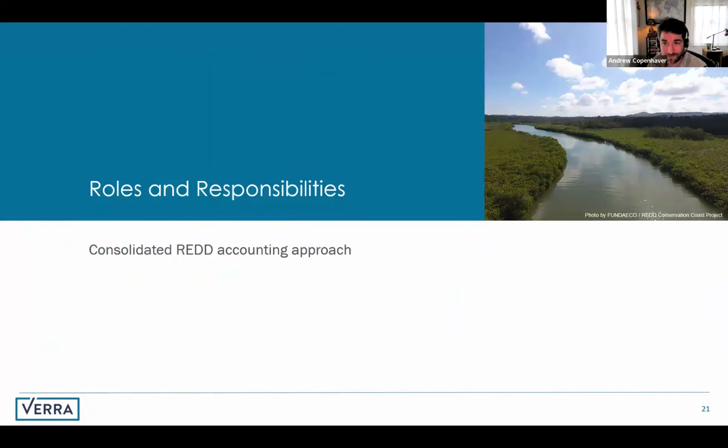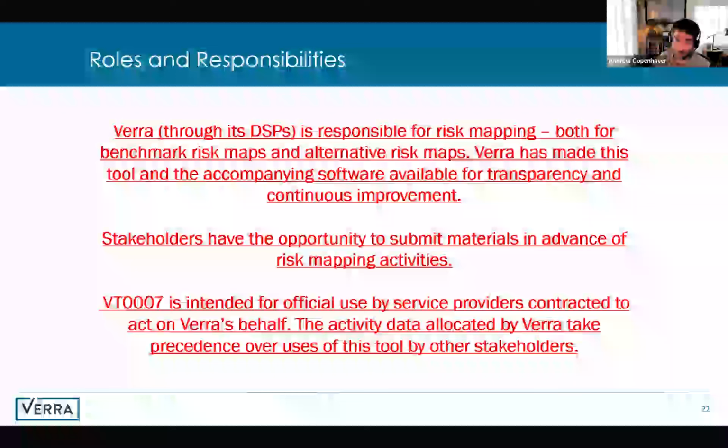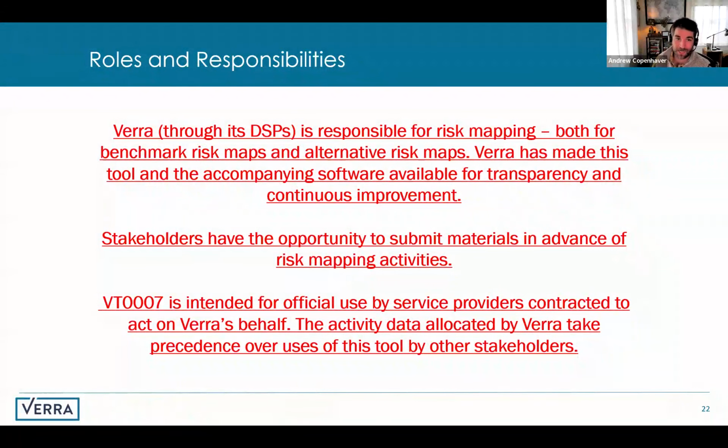So moving to roles and responsibilities, I'm going to go through this relatively quickly, but this is just to say Verra is responsible for doing the bulk of this work, okay? And I said it at the beginning, but the project proponent is not necessarily expected to use VT7 hardly at all. We will be developing the benchmark risk maps. We will be developing the alternative risk maps through our partnerships with our data service providers. We've made the tool and accompanying software publicly available so that we can get eyes on it and have people suggest, in the spirit of continuous improvement. But ultimately, it is for Verra use and use by Verra's contractors.